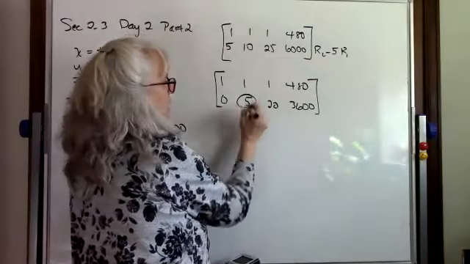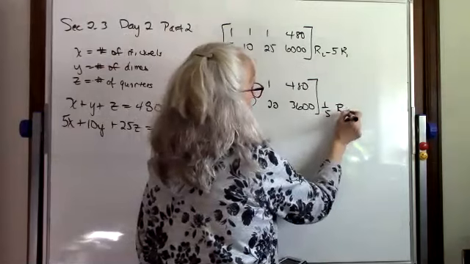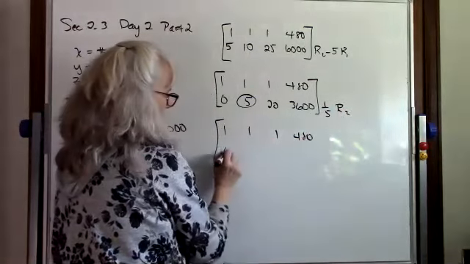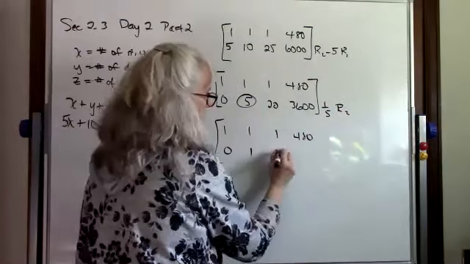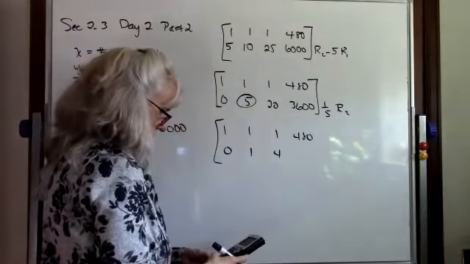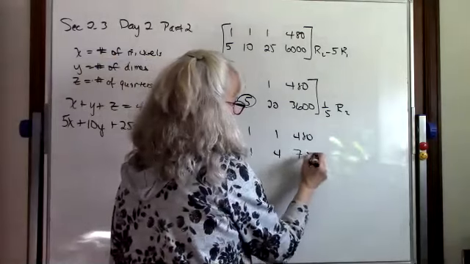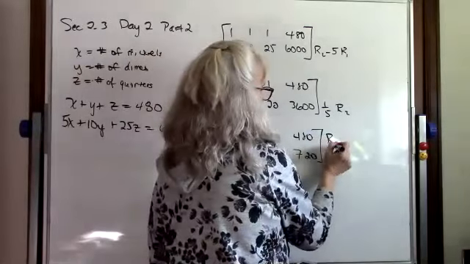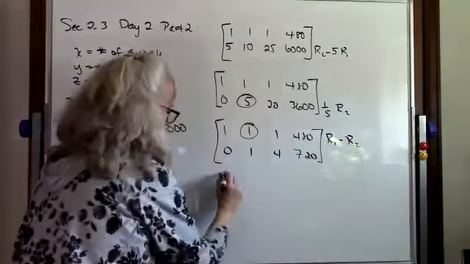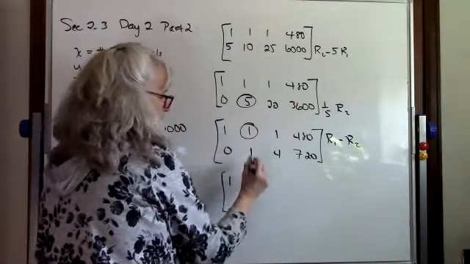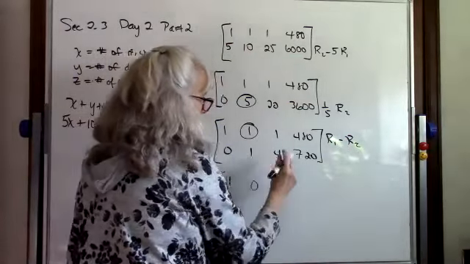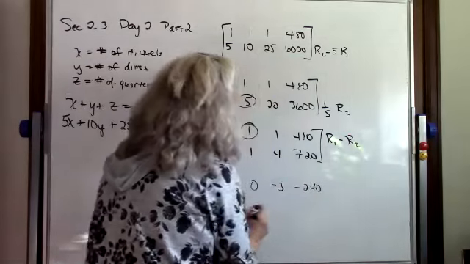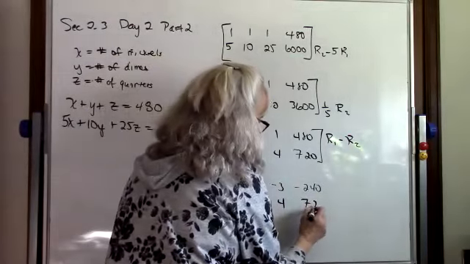We need a 1 where the 5 is, so we're going to do 1/5 of row 2. We have our 1, 1, 1, 480. We'll have 0, 1, 20 divided by 5 is 4, and 3,600 divided by 5 is 720. Now we need the 0 in this spot, so we're going to take row 1 minus row 2. We'll have a 1, 1 minus 1, 1 minus 4, 480 minus 720 is a negative 240, and we have our 0, 1, 4, 720.